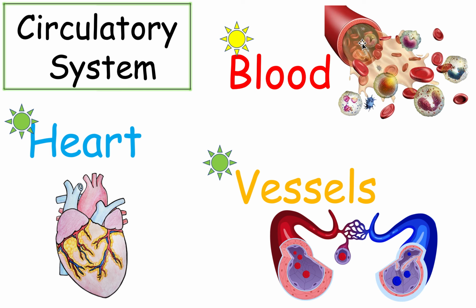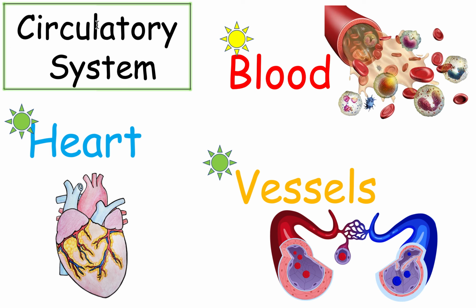Now, what system is blood a part of? Yes, it's part of the circulatory system. In our body, we have many systems, right? We have, for example, many, but I'm just going to list a few. We have the digestive system that's going to handle our food. We have our respiratory system that's going to handle bringing in oxygen and getting rid of carbon dioxide. We have an immune system that's going to fight infections.